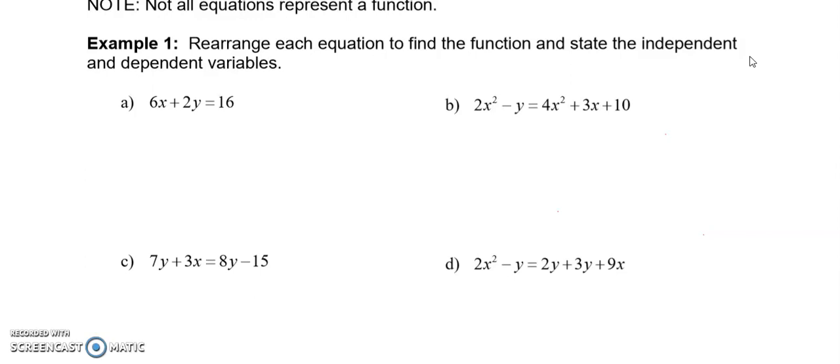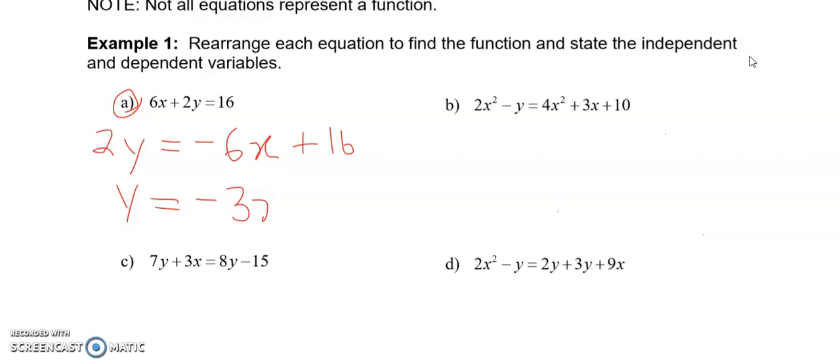So let's look at A, for example, right here. Is it possible to take this equation and rewrite it so that y is by itself? Yeah, I think we can do that fairly easily. That doesn't look like a big task. So if we write the 2y first, we'll bring the 6x to the other side, and it becomes minus 6x plus 16. And now divide everything by 2, and you're going to get y is equal to negative 3x plus 8. You probably recognize that as another simple linear equation.